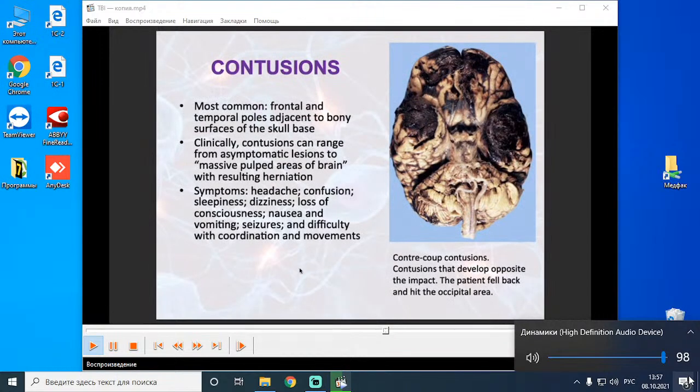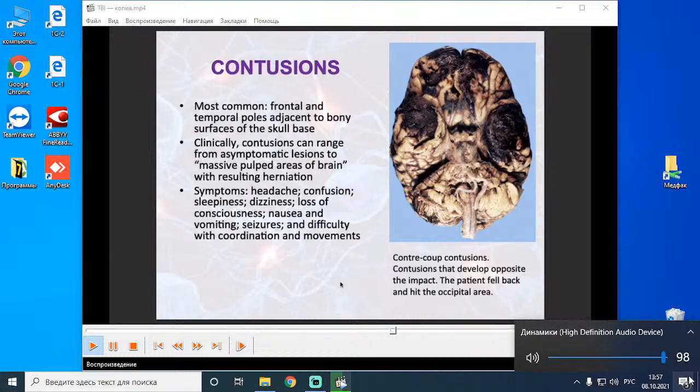Most common in the frontal and temporal poles, adjacent to bony surfaces of the skull base. Clinically, contusions can range from asymptomatic lesions to massive pulped areas of brain with resulting herniation. Symptoms: headache, confusion, sleepiness, dizziness, loss of consciousness, nausea and vomiting, seizures, and difficulty with coordination and movements.